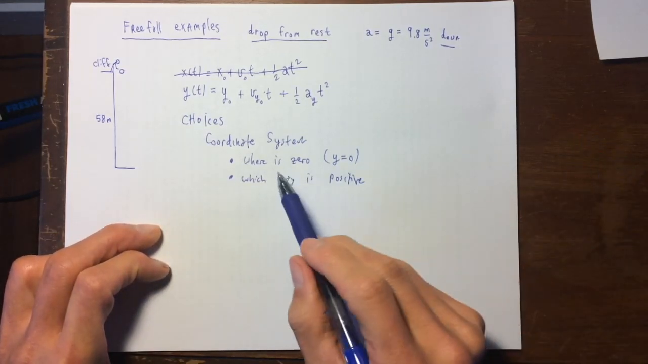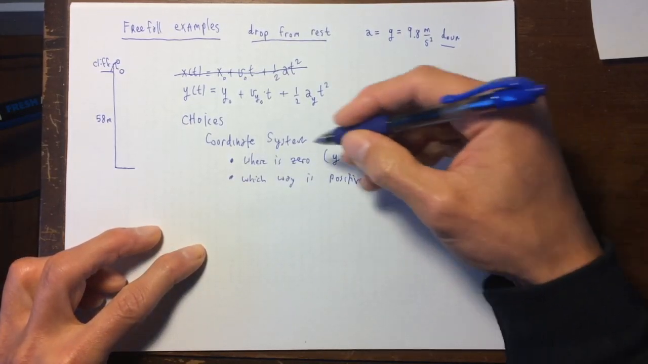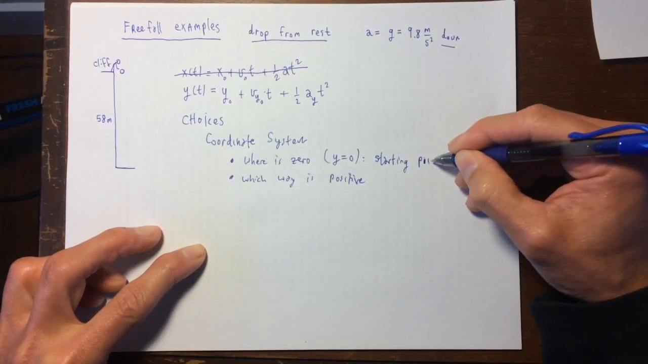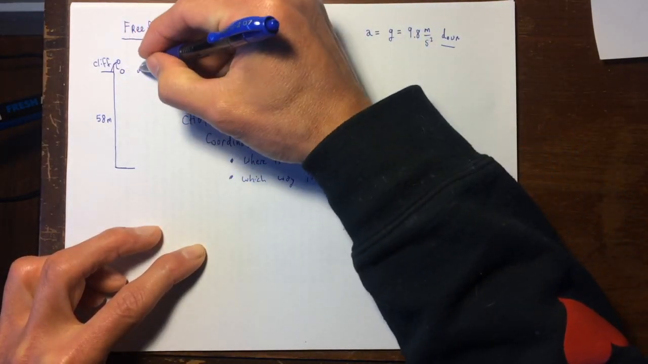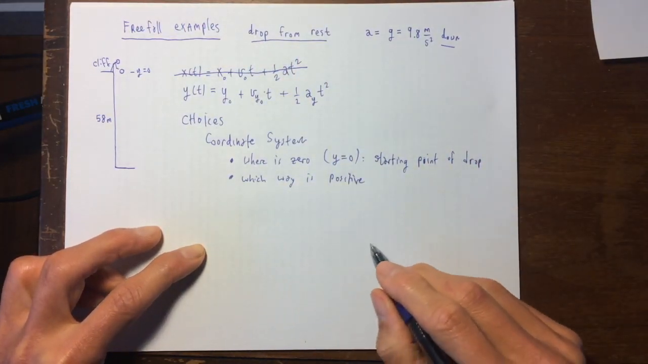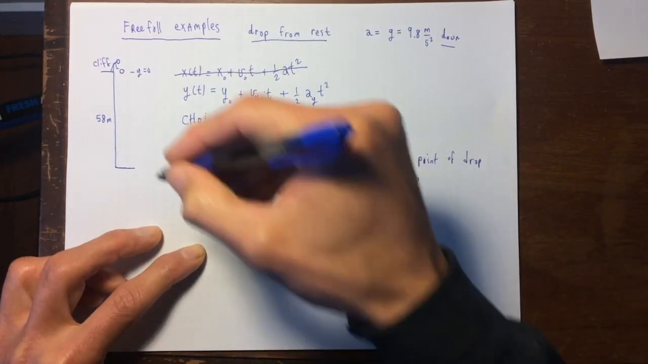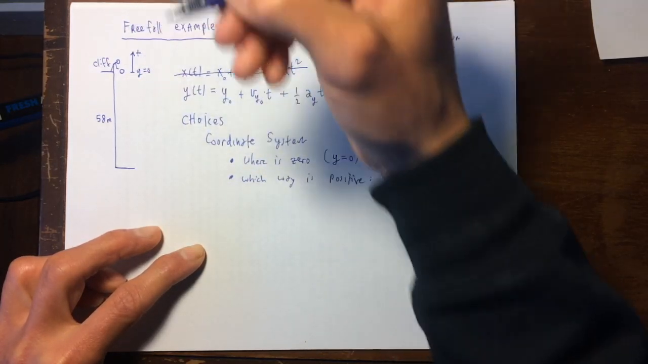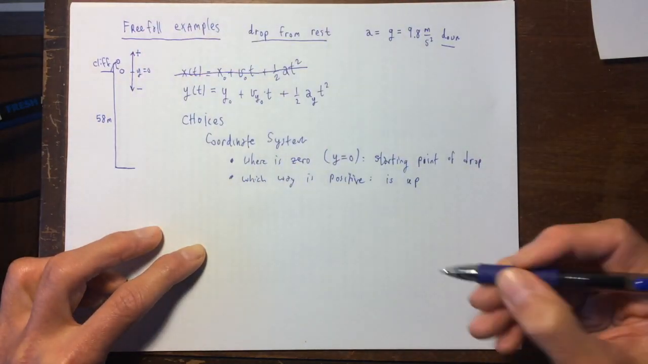Okay, so I'm going to choose where the 0 is, doesn't really matter, as the starting point of the drop. So I'm going to identify y equals 0 right here. And I'm going to say that the positive direction is up. So that's y equals 0, this is the direction in which y increases, and this is the direction in which y decreases. So I've made those two choices.